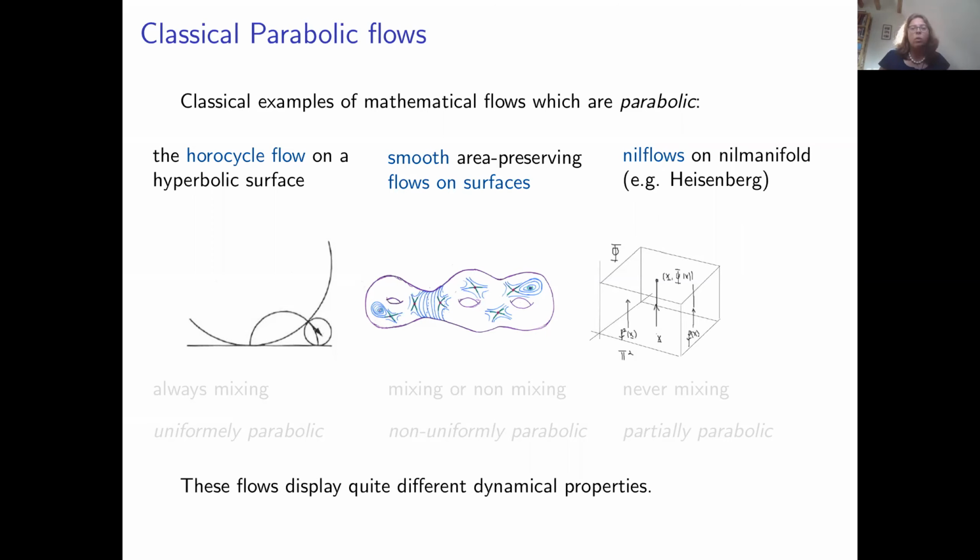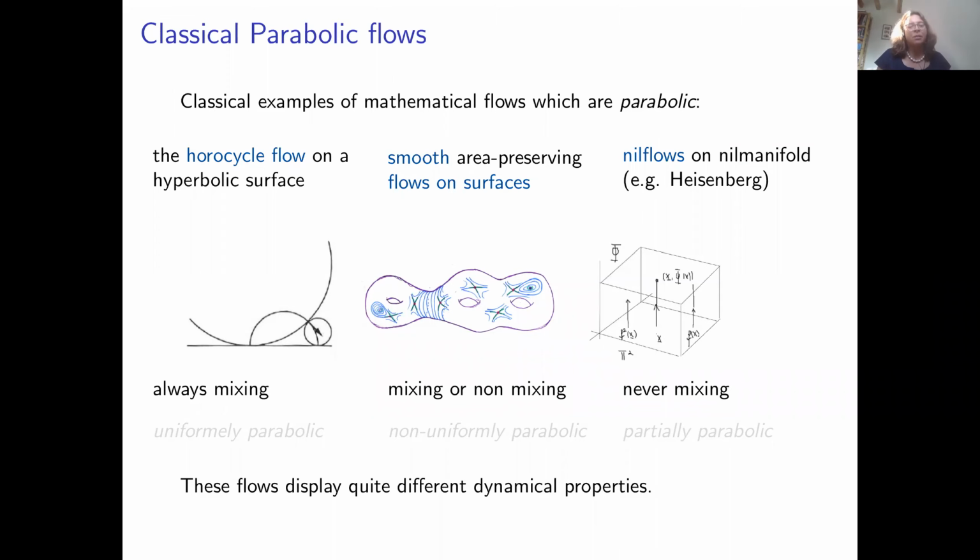So we may try to look for which type of chaotic properties they display. And it turns out that they are very different. So for example, the horocycle flow is always mixing. Nil flows are never mixing. They are not even weak mixing. There is a quite obvious reason for which they are not. And in between, we have these area preserving flows, and as I just told you, we now understand their properties, but they can be mixing or not mixing. It depends on the singularity type.